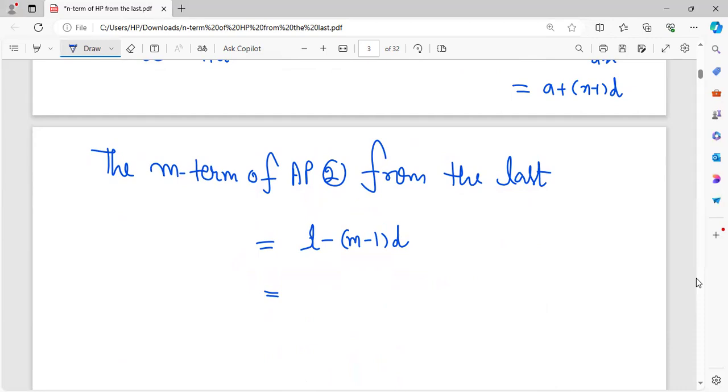You will get, put the value of L here. This will be N minus M into D. Okay. So there are the two formula.